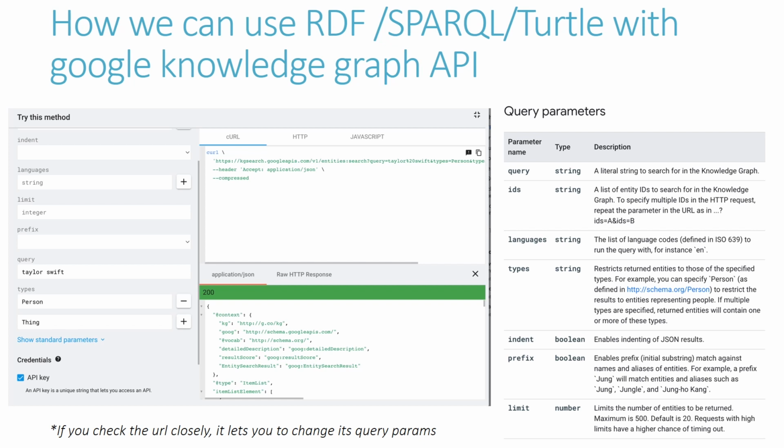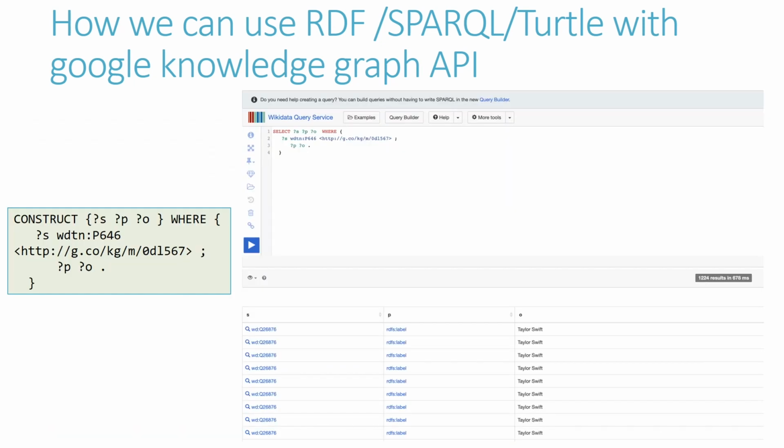So let's try to link the RDF returned from the Google Knowledge Graph with SPARQL using the Wikidata Query Service. We are constructing a SPARQL query from Taylor Swift's ID, which we got from the Google Knowledge Graph API response. The query looks something like this: construct subject predicate object, where the subject has this ID, and predicate and object can be anything. After executing this query, it gives us a result which has about 1224 items.